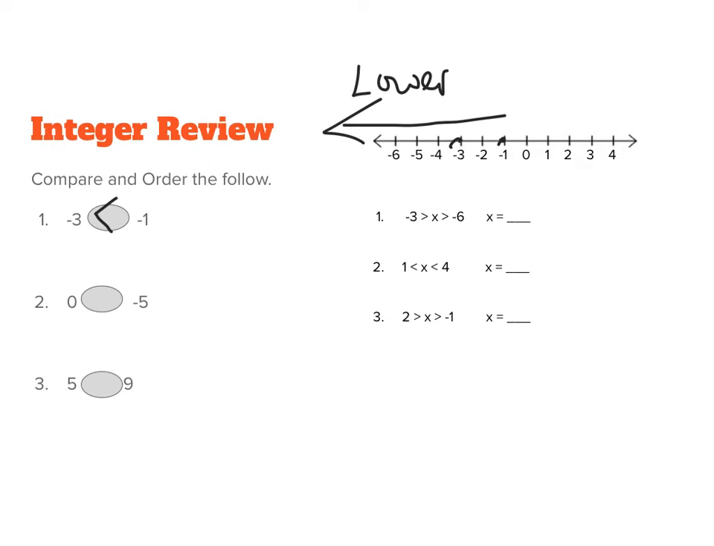So let's look at number 2. Number 2, you have 0 compared to -5. So we have 0. We have -5, so because -5 is more to the left, then that means that -5 is less than. So 0 is greater than -5. For number 3, you have 5 compared to 9. Well, I don't have the number line, but this is regular, so 5 is less than 9.